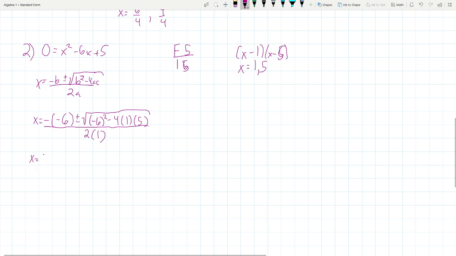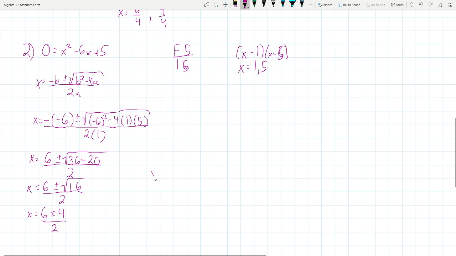So we start shaking down the x, and we go, okay, this is 6 plus or minus the square root. This is 36 minus 4 times 1 is 4, times 5 is 20, divided by 2. So I get x equals 6 plus or minus the square root of 16 divided by 2. So x equals 6 plus or minus 4 over 2.